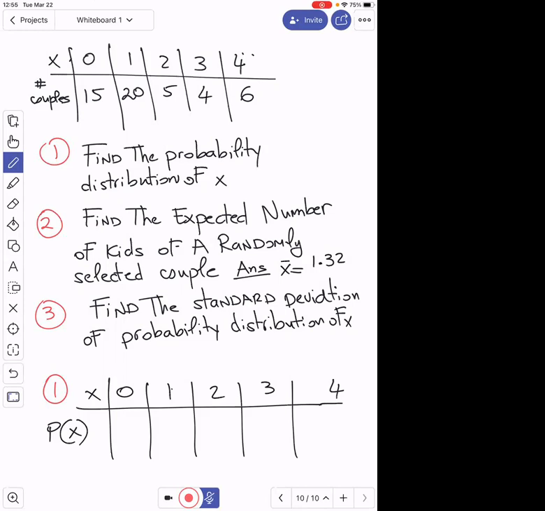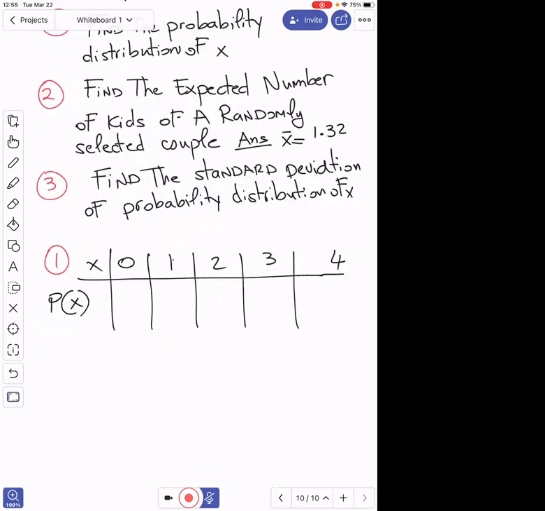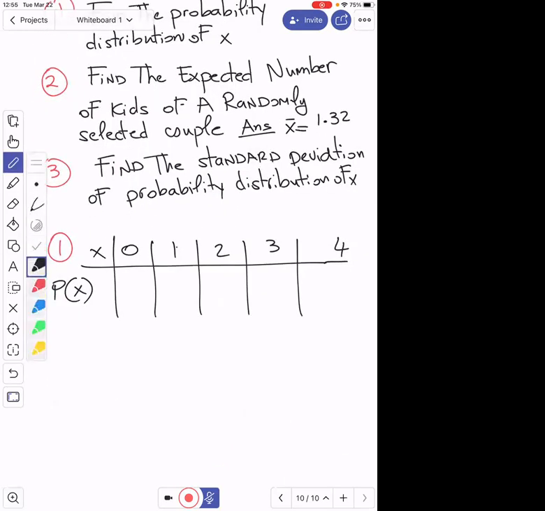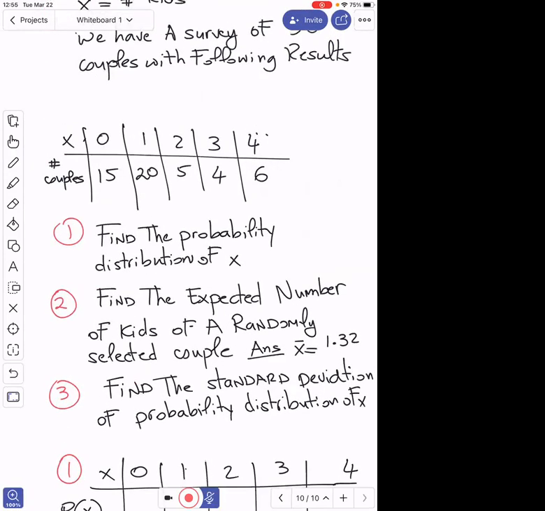So for example, the probability that X is equal to 0. The X, of course, represents the number of kids. So you count how many couples with 0 kids. Number of kids here is just 0, right? So you count how many couples with 0 kids. It's 15. So we have 15 couples with 0 kids, right?